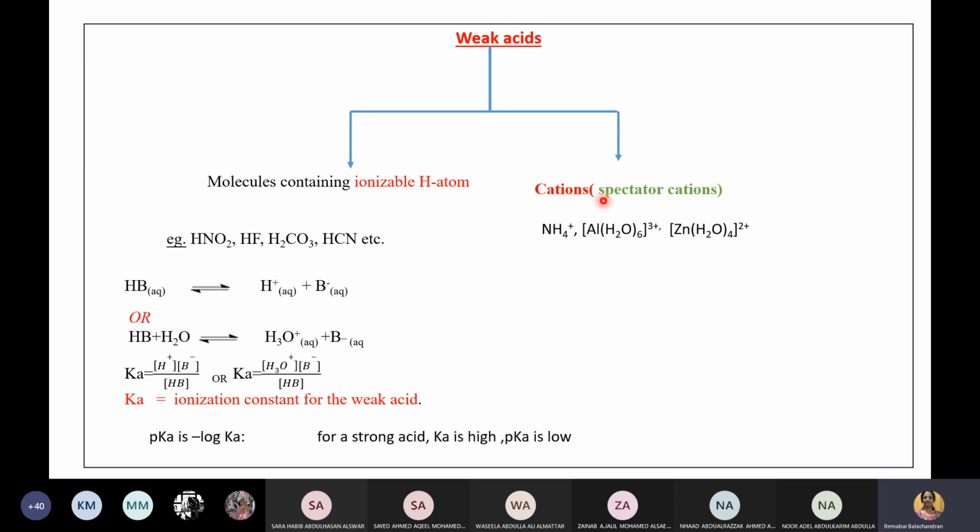Now the other one is cations, okay, not spectator cations. Sorry, let me correct it. Just a minute.